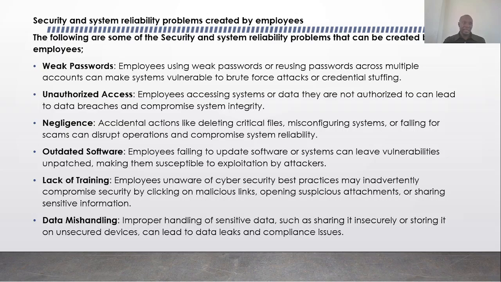Another one is unauthorized access. Employees accessing systems or data they are not authorized to can lead to data breaches and compromise system integrity. Another one is negligence. Accidental actions like deleting critical files, misconfiguring systems, or falling for scams can disrupt operations and compromise system reliability.